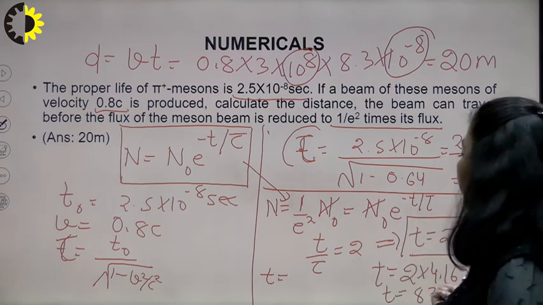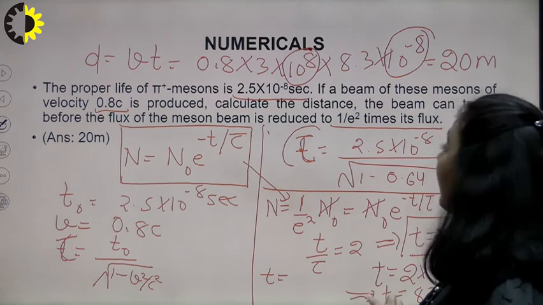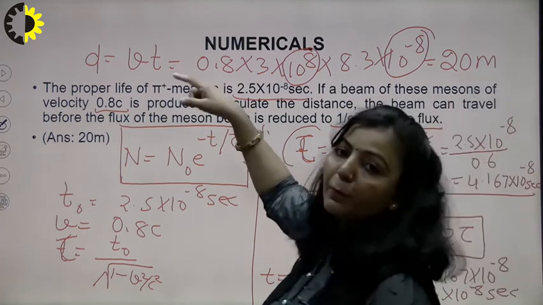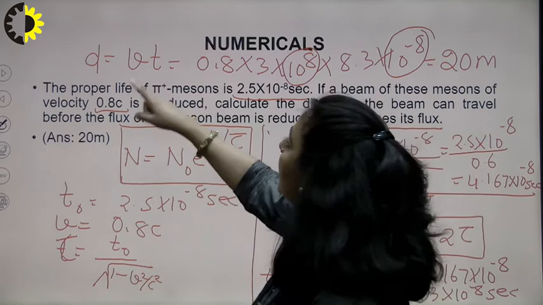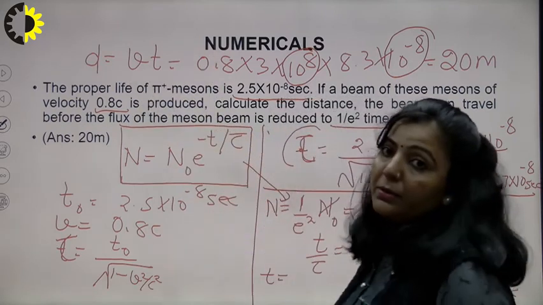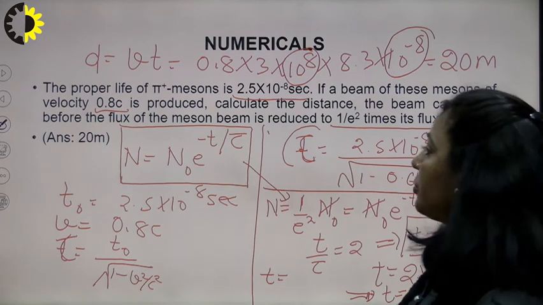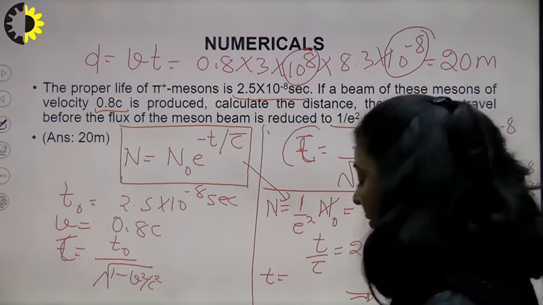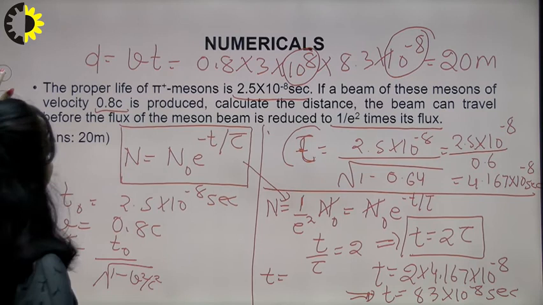So you have the value of tau. First you have calculated that time in which the flux will become 1 upon e square times. Substitute that value of t there, you will get the distance travelled. So this question is also based upon time dilation. So this is the method to solve these questions, right?